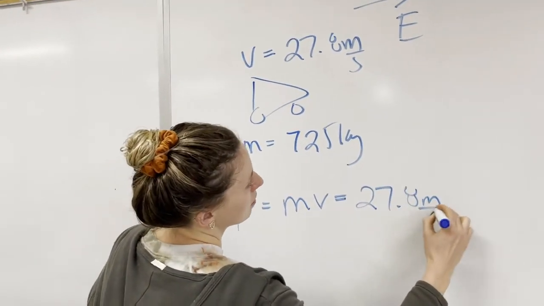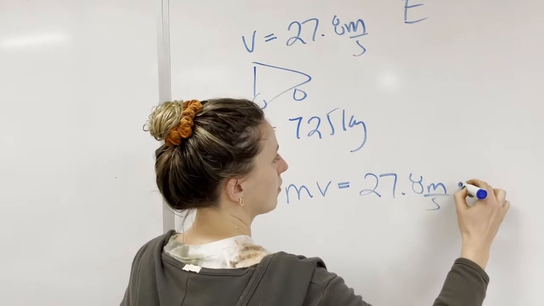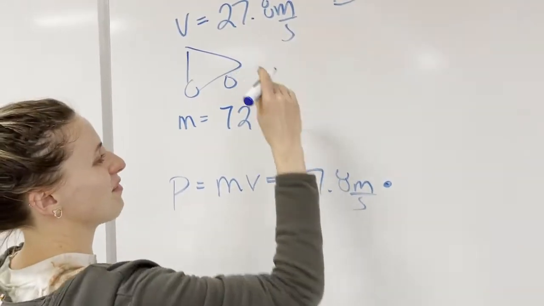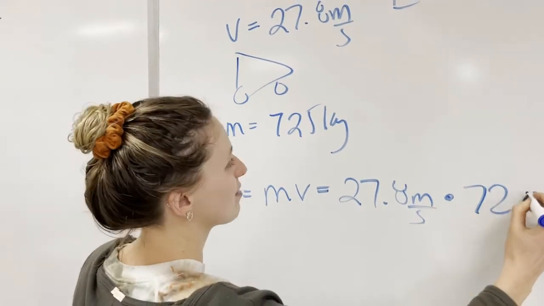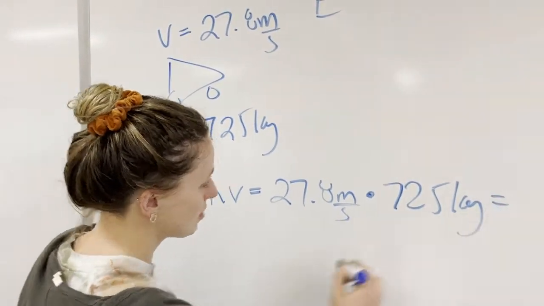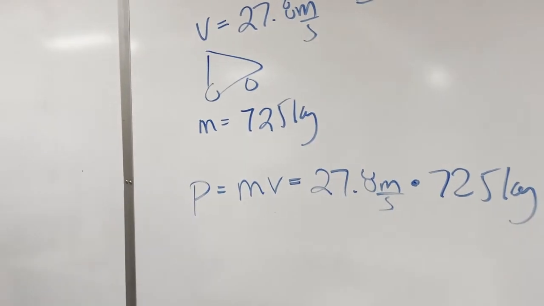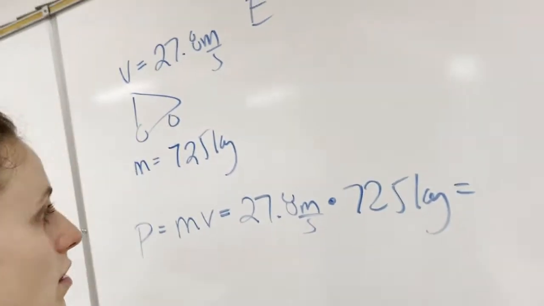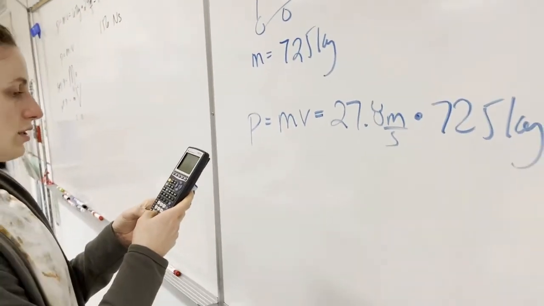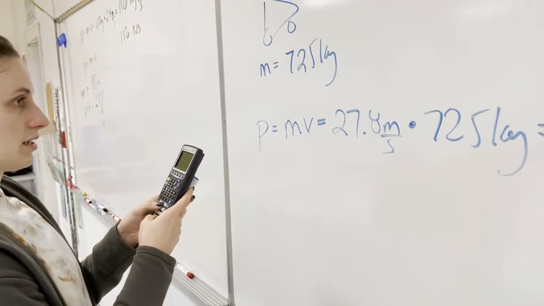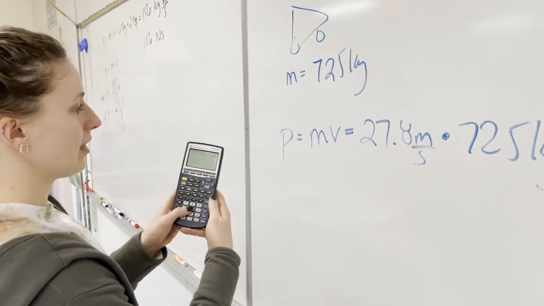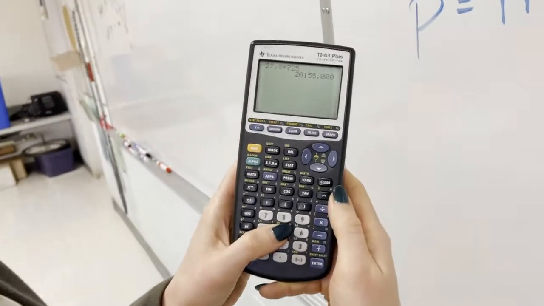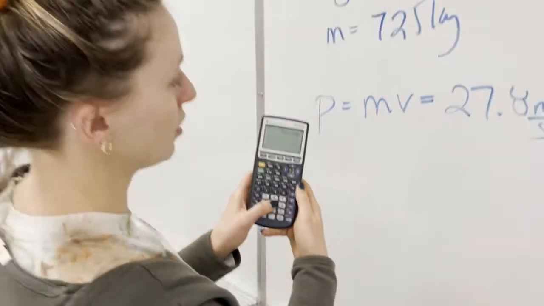27.8 meters per second. I flipped these, but whatever, you know. Velocity here times the mass. 725 kilograms. Put the answer over there. 27.8 times 725, and I get, that's a big number. 20,155.